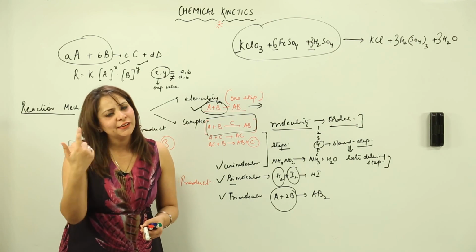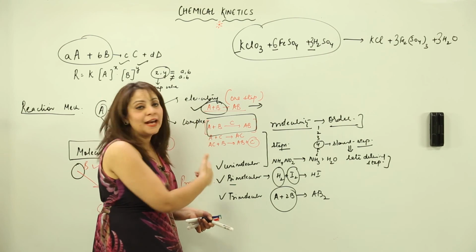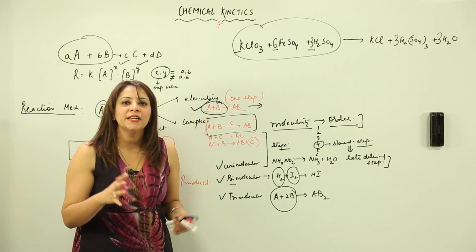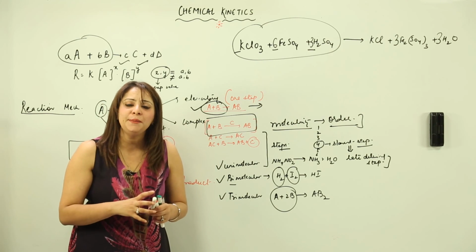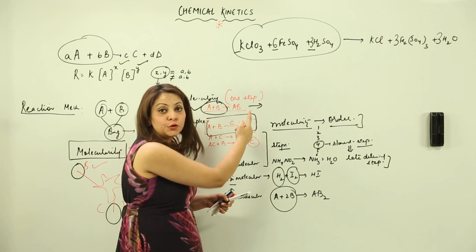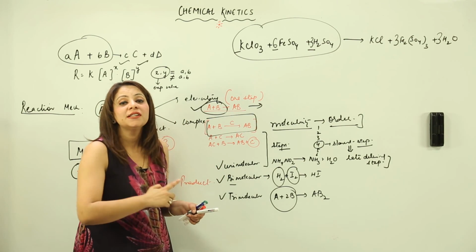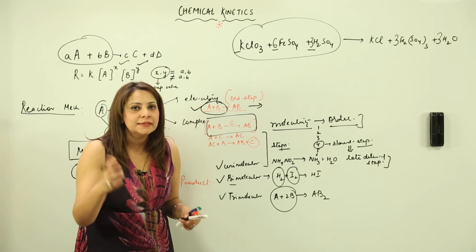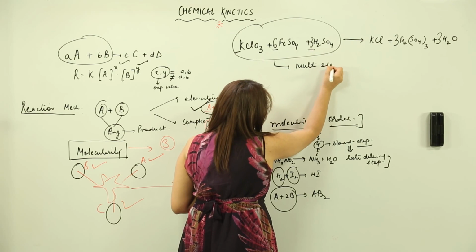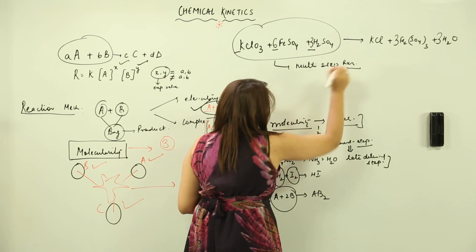So do you think that this reaction is an elementary reaction or a complex reaction? Do you think that these 10 reactant molecules can collide at the same time? No, they cannot, right? So that means this reaction is not an elementary reaction, it is a complex reaction. That means it is occurring in many steps, right? So it is confirmed that this is a multi-step reaction, right?